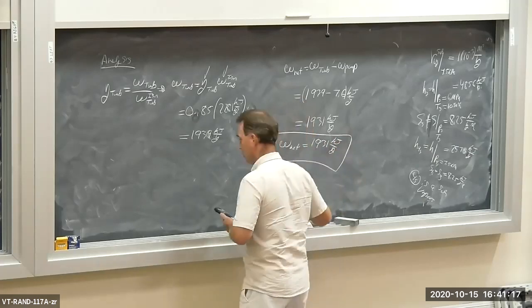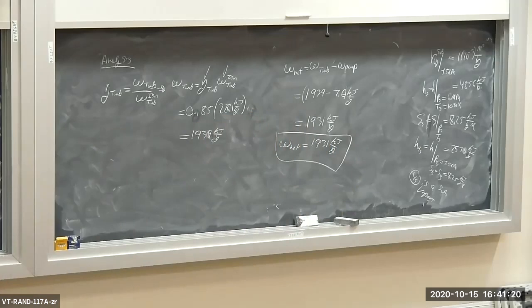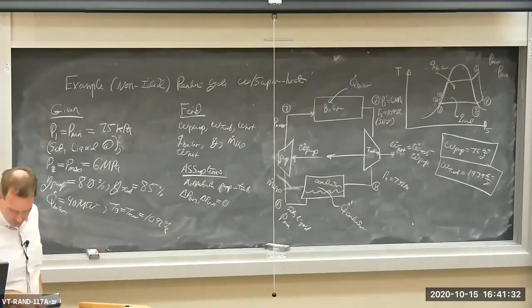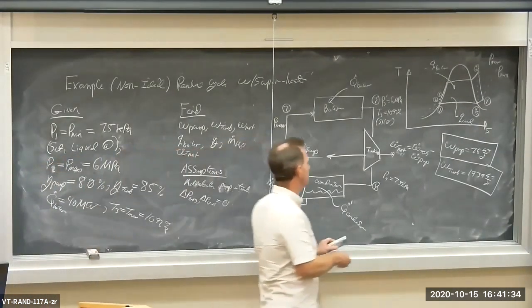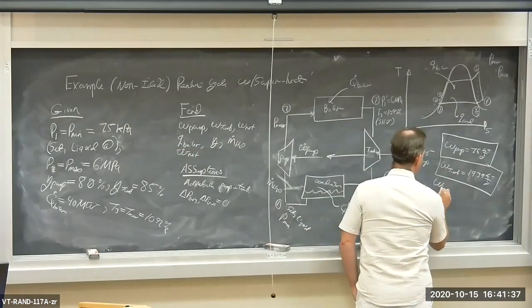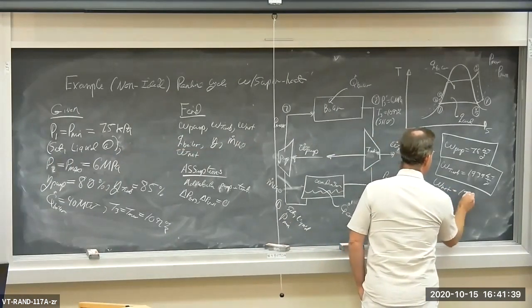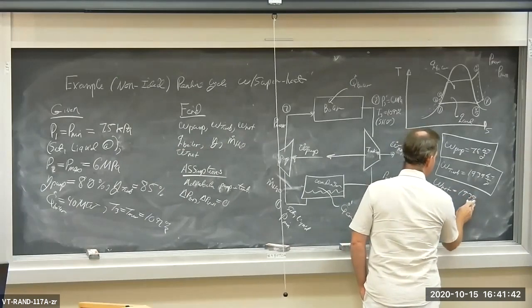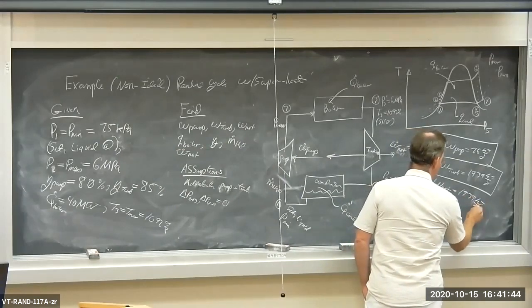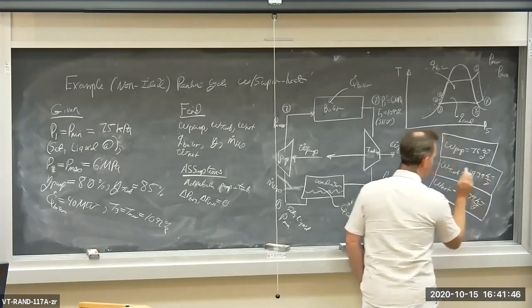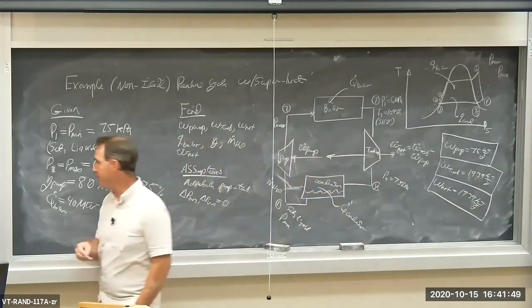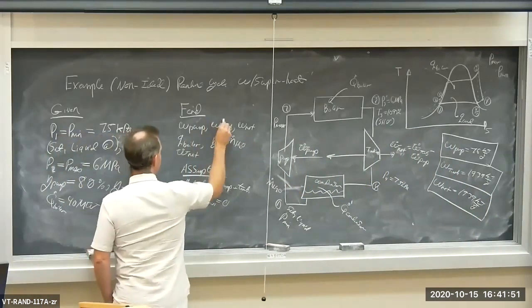So the net specific work is equal to 1931 kilojoules per kilogram. Okay, that's that right there. Let me put that up right over here. 1939.1. W net equals 1939 kilojoules per kilogram, okay? Okay, so that's that. Check, check, check.